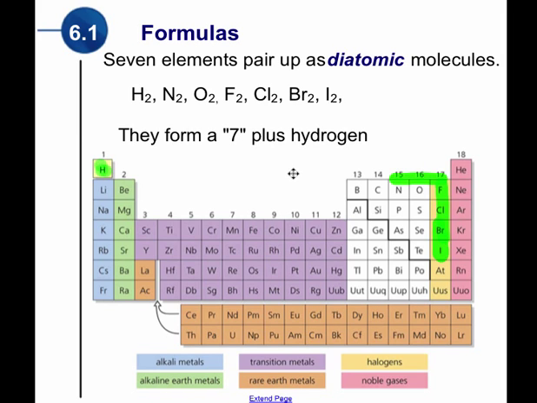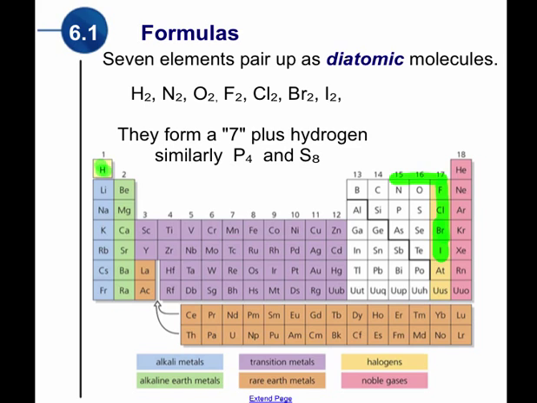Now there are 2 other elements that combine in ratios that are not diatomic, not pairs, but larger numbers, and that's these 2 right here, P and S. P, when it combines with itself, comes in groups of 4, and S in groups of 8. And we're again going to look at that in more detail as we get further on in the course.